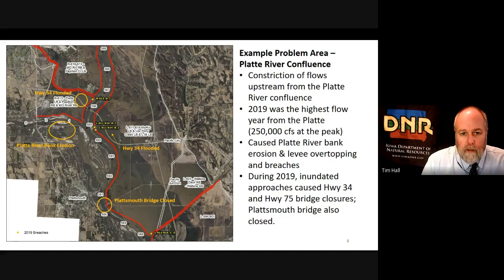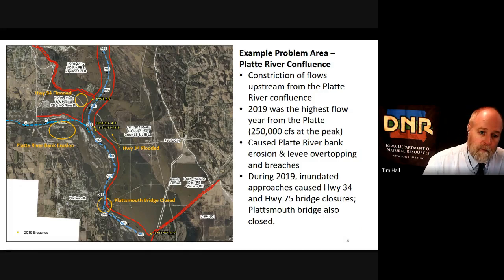So as an example, this is just an example to get us thinking about what it is we're talking about when we talk about identifying problem areas. This is the area of the Missouri River where the Platte River comes in here from the left. You can see it coming across here horizontally and joining up with the Missouri River that flows from top to bottom in this figure. You can see Plattsmouth, Nebraska on the left, Pacific Junction on the right, Iowa's on the right-hand side of the Missouri River, and Nebraska's on the left-hand side.